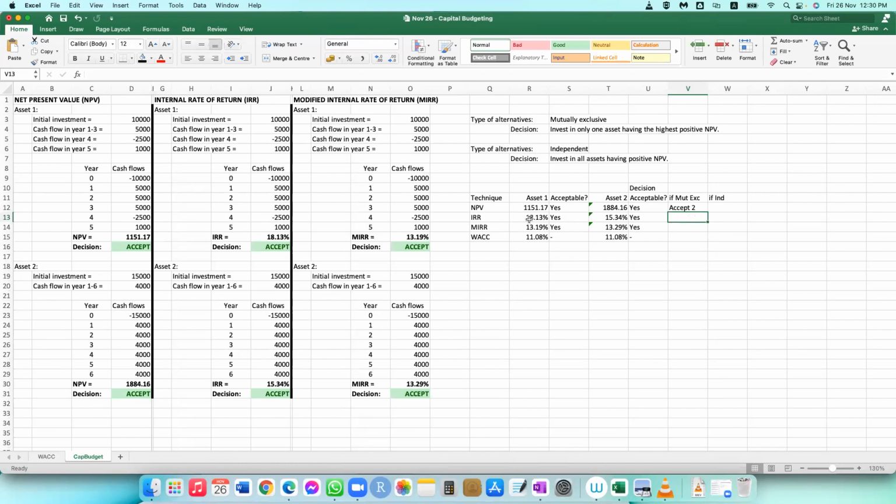So we see that IRR in both cases is greater than the required rate, yes. So we have already done it, but because this is mutually exclusive, which one should we accept? Accept 1. Now MIRR shows that we accept 2, yeah, accept 2.